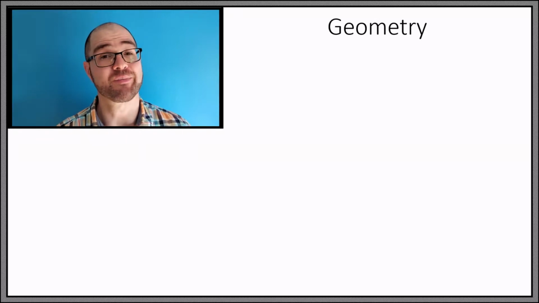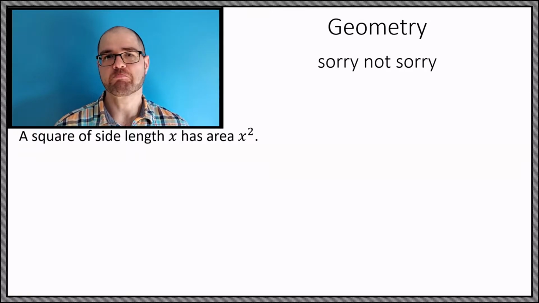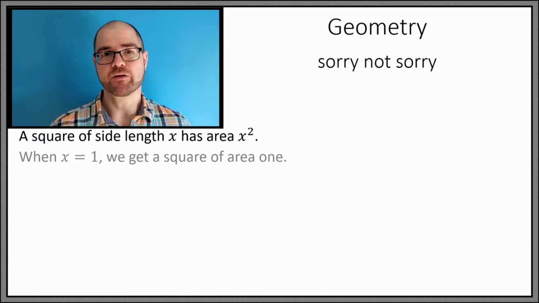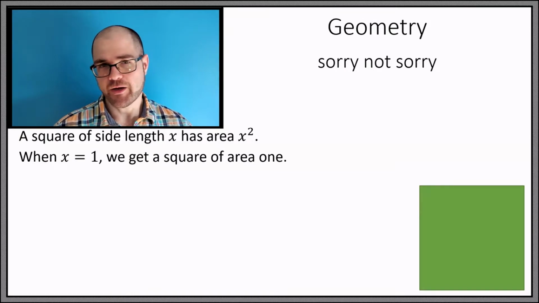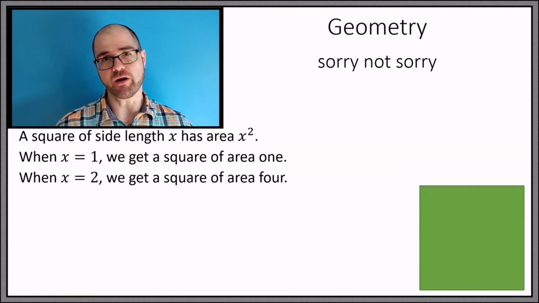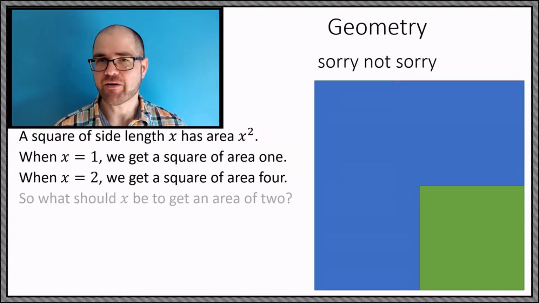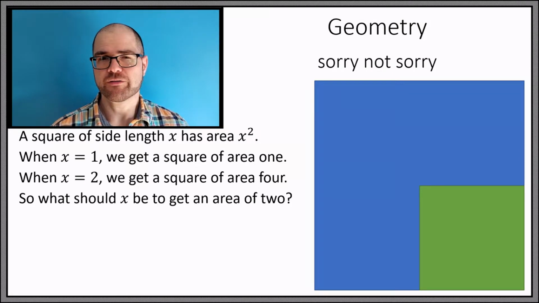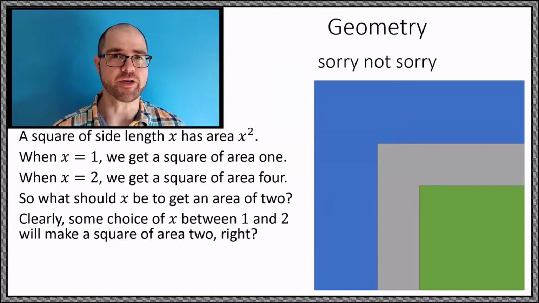So let's actually talk about geometry. If a square has side length x, it has area x squared. So here's a square with side length 1 and area 1, and here's a square of side length 2 and area 4. So can we pick an x to get an area of 2? Some side length in between 1 and 2 should work, right?